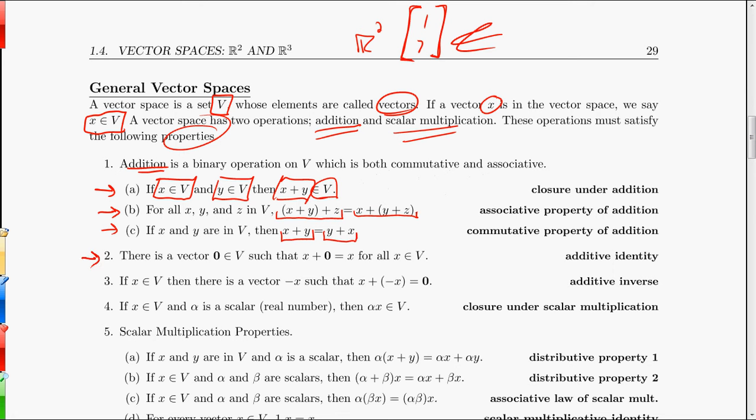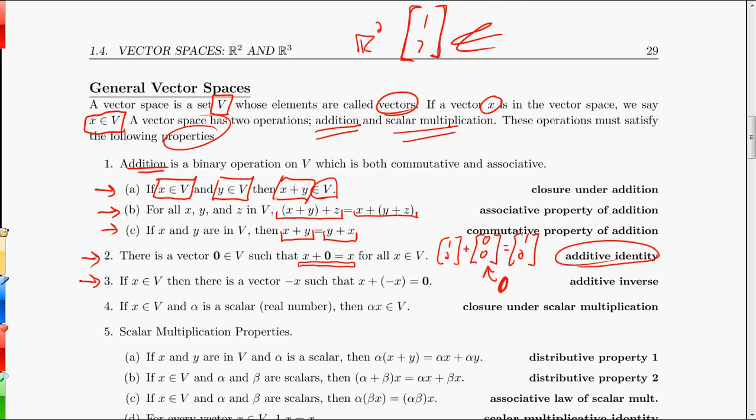There is a zero vector in my vector space such that x plus 0 always equals x. In R2, if you have any vector, I'll just use (1, 2), and I add (0, 0), I get that vector back. So this here is my zero vector, denoted in the book as a boldfaced 0. So we have an additive identity, known as the zero vector.